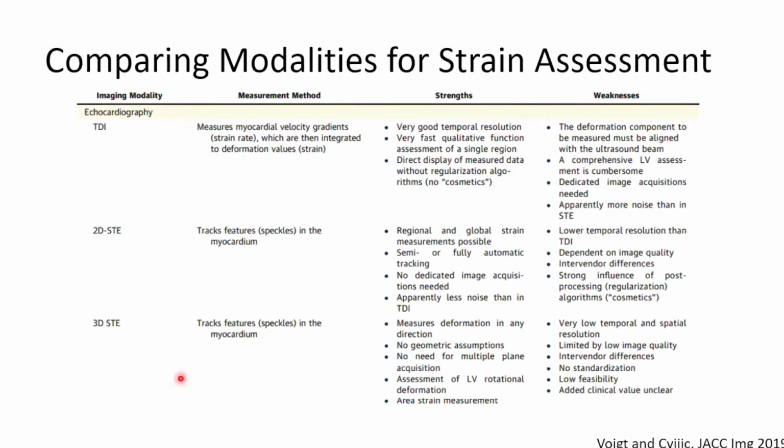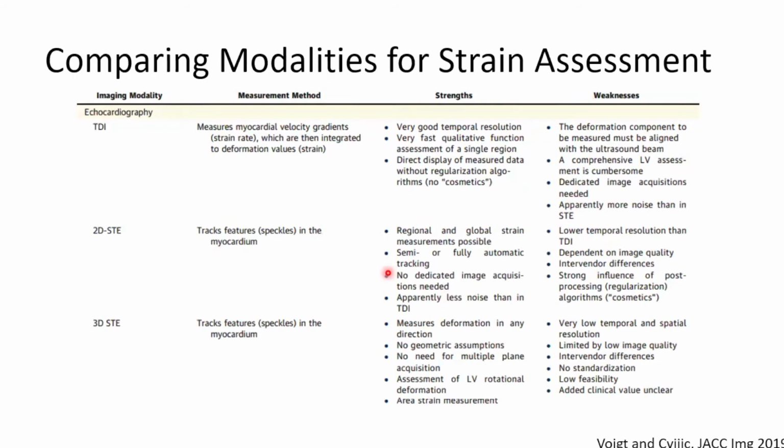So I talked about the different modalities for strain assessment, and there are lots of strengths and weaknesses to them. They obviously use different measurement methods, as I mentioned. We have TDI, which uses velocity determination and derivatives to strain rate and strain. It has very good temporal resolution, but like I mentioned, it can be very noisy and can be angle dependent.